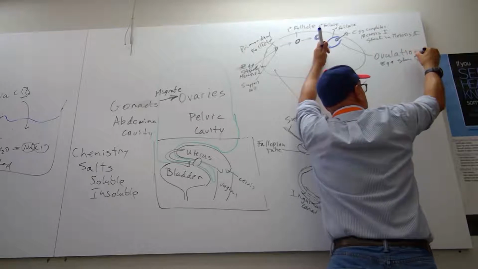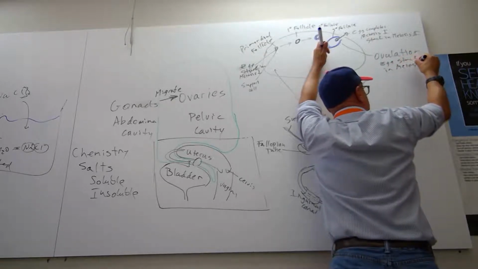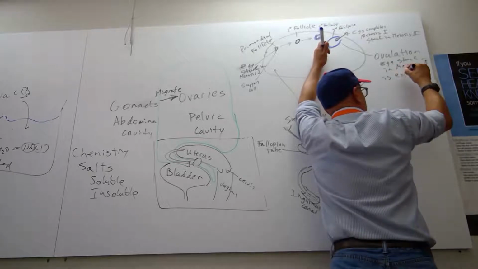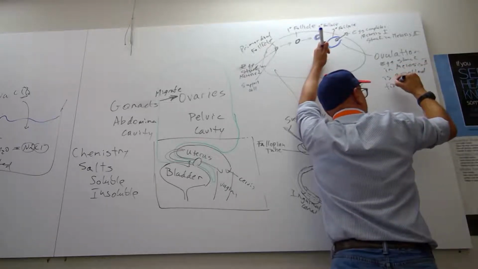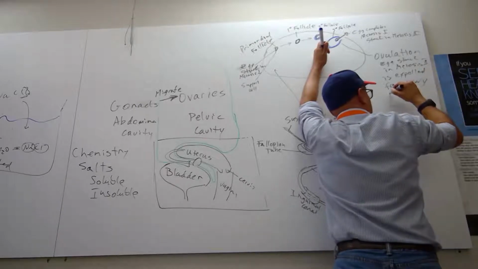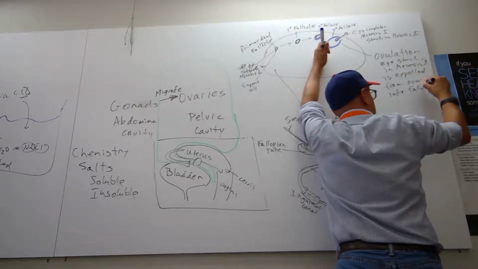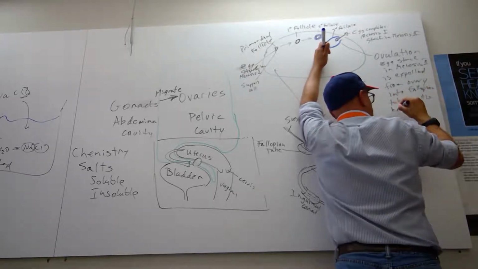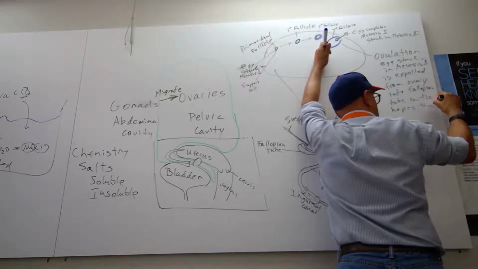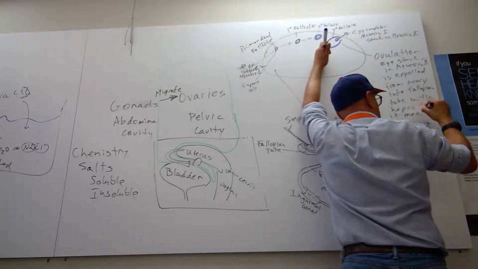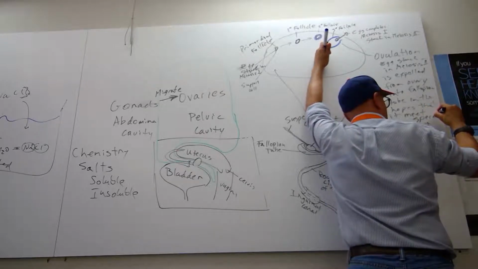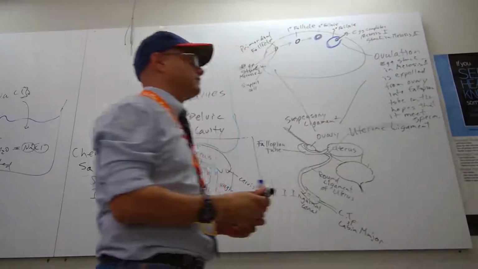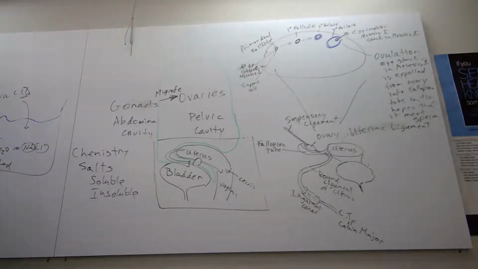Egg stuck in meiosis two is expelled from the ovary into the fallopian tube in the hopes that it meets sperm. And that's in the upper one-third that fertilization must occur. So that egg actually has to go into the, what is it, the pelvic cavity.